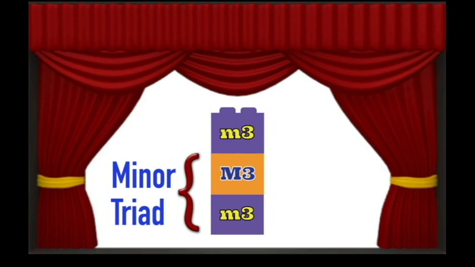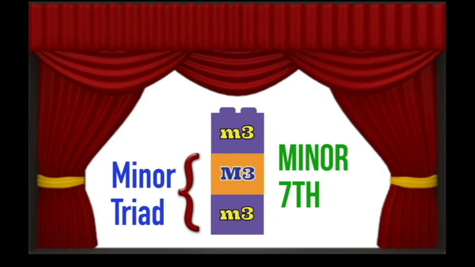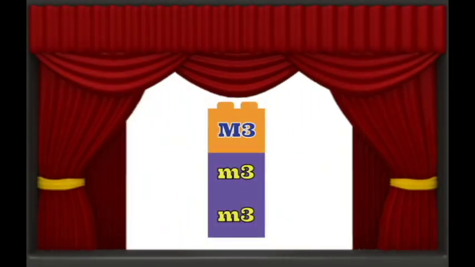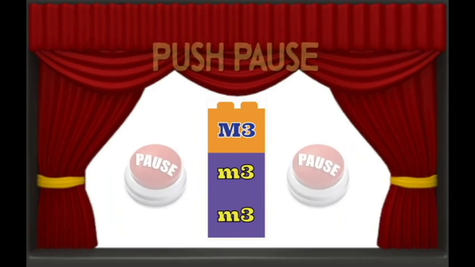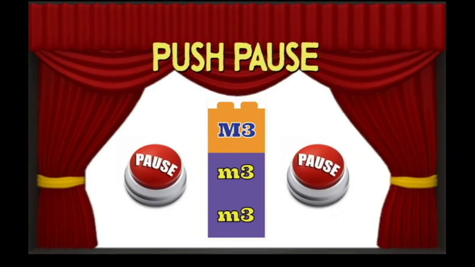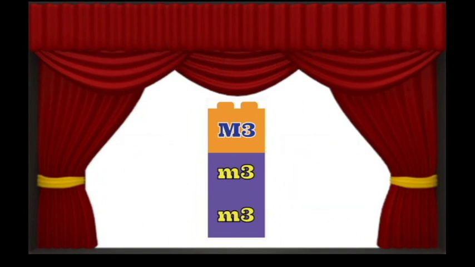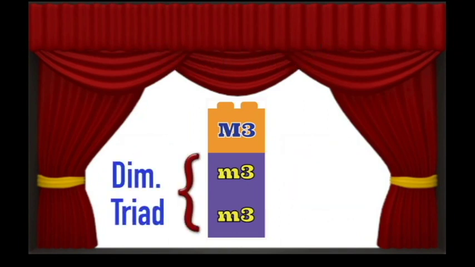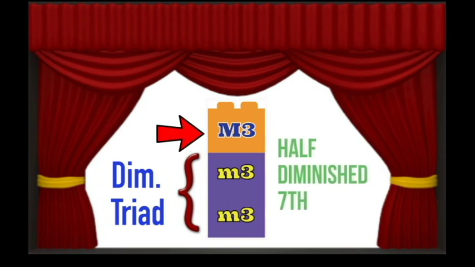This has a minor triad base with a minor third on top, and we know the only seventh chord that has a minor triad is the minor seventh. Here's the next one. This has a diminished triad, so we know it's one of two chords. If it has a major third on top, we know it's only half diminished, not fully diminished. Here's the next one.